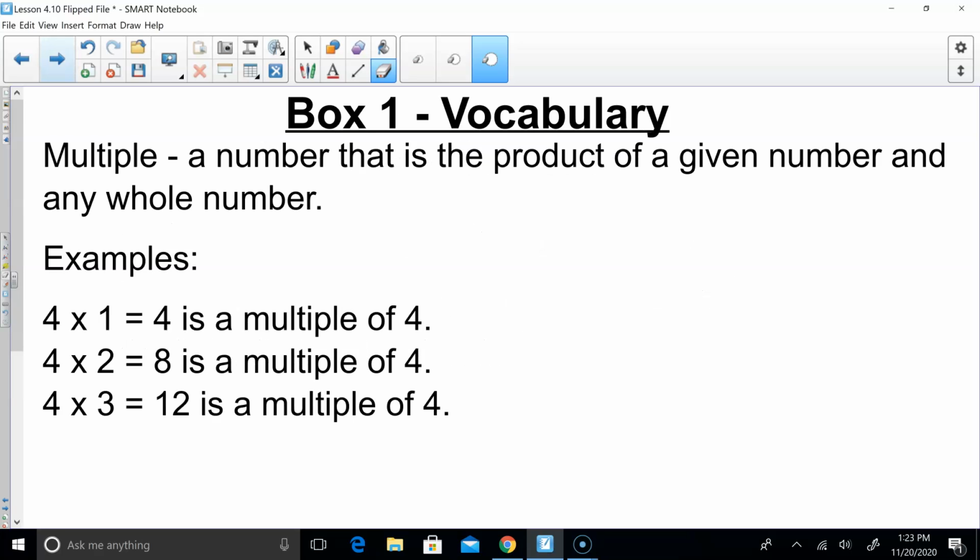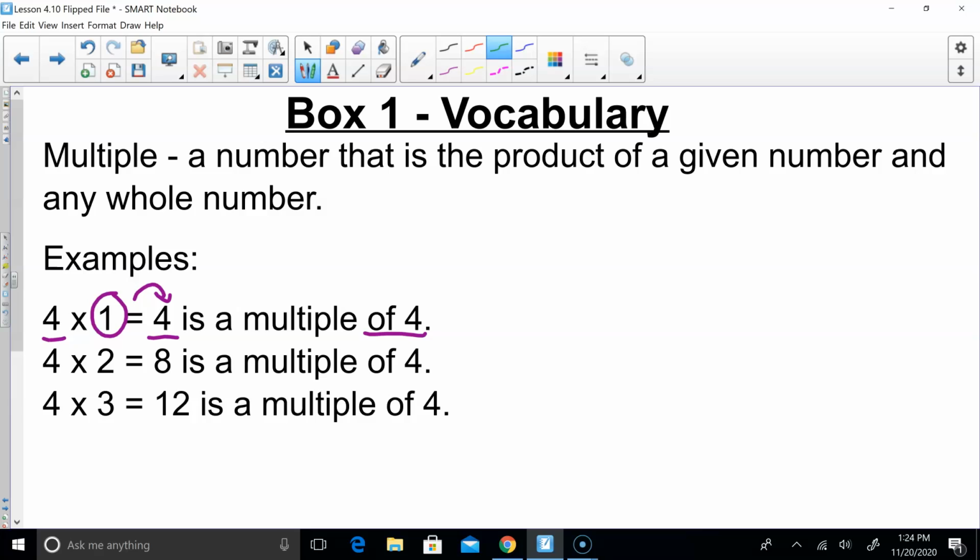So in box 1, our vocabulary word is multiple. What is a multiple? It's a number that is the product, and product we know means multiplication, of a given number and any whole number. There are a lot of numbers in there, so try to make sense of all those numbers. What do they mean? So if I take the number 4, for example: is 4 a multiple of 4? Well, the answer is yes, because 4 times 1 equals 4.